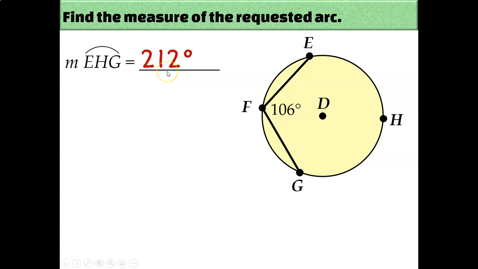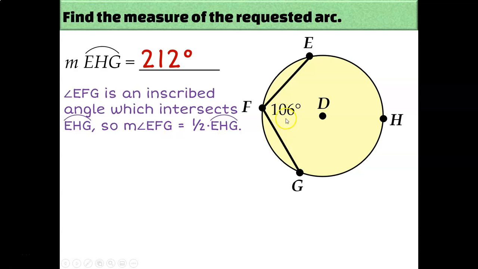I got 212 degrees for this because EFG is an inscribed angle. I can tell it's inscribed because its vertex is on the circle. And I'm asked to calculate the measure of arc EHG, which is the arc that it intercepts. So to get from the inscribed angle to the arc, you double it. So double of 106 is 212 degrees.